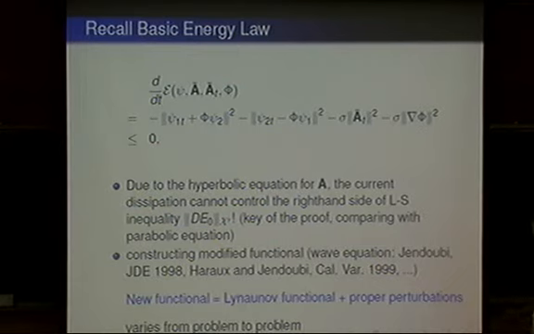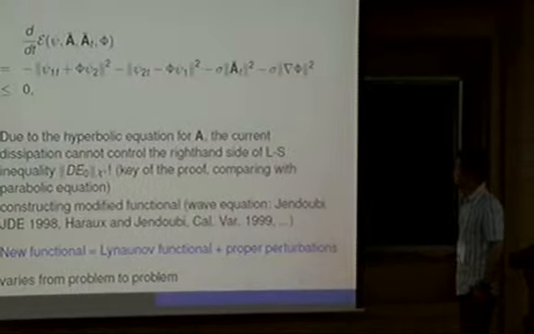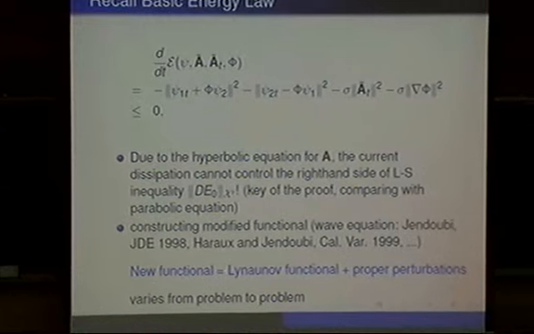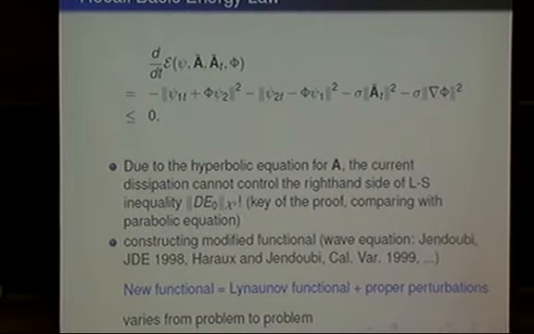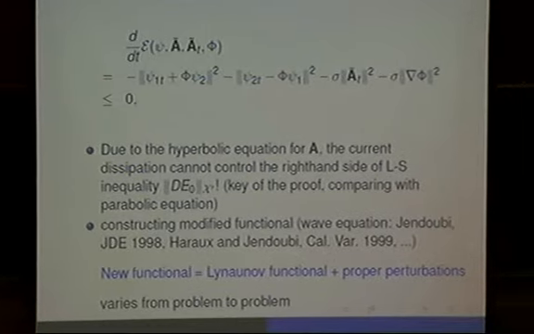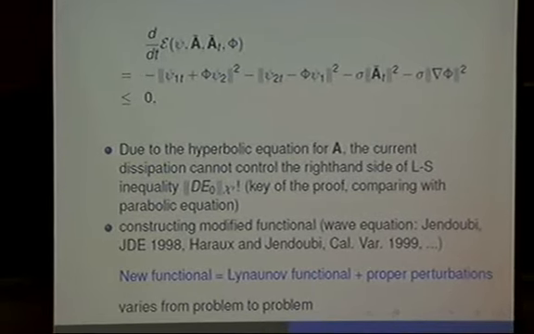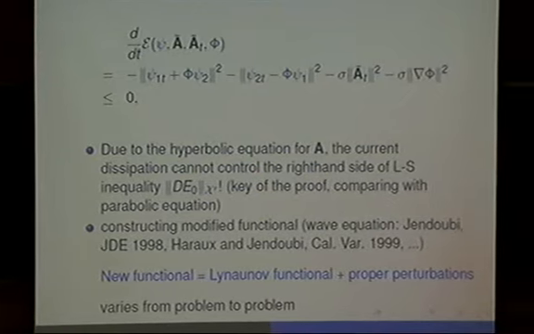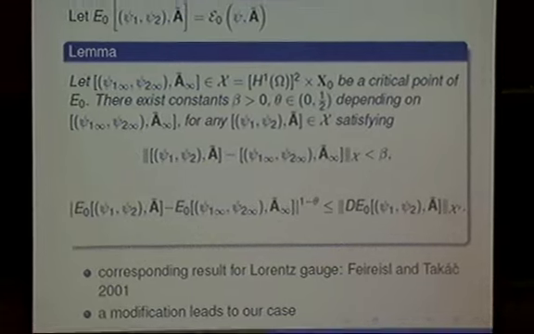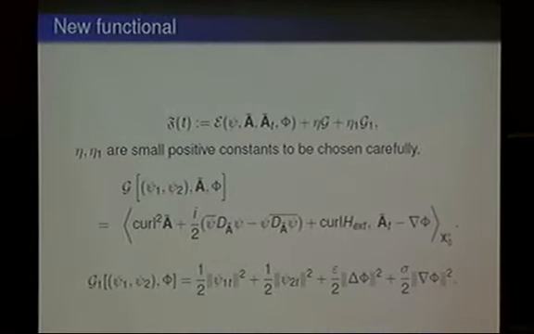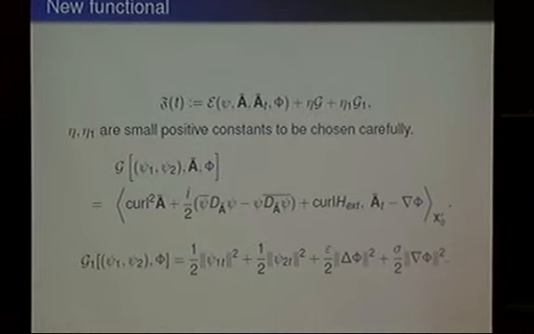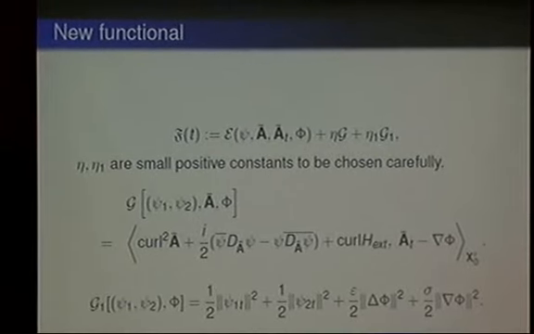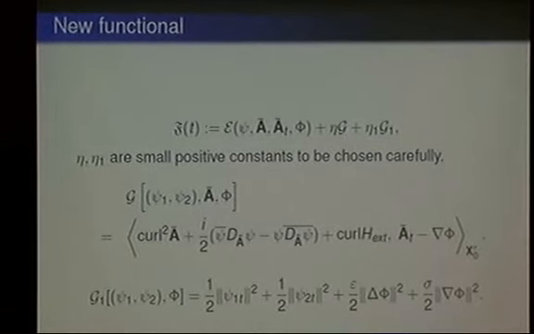And a usual way to do this is to introduce some modified functional, which is the original Lyapunov functional plus some perturbations. However, it's not easy to find those kinds of perturbations. It highly relies on the structure of the equation. So this is our new functional. Capital E is the original Lyapunov functional, and we have another two additional terms.